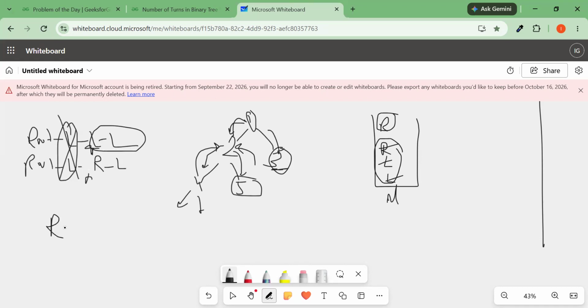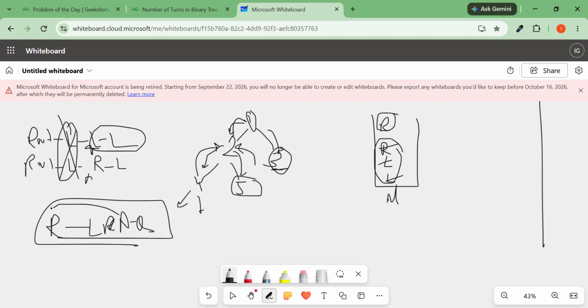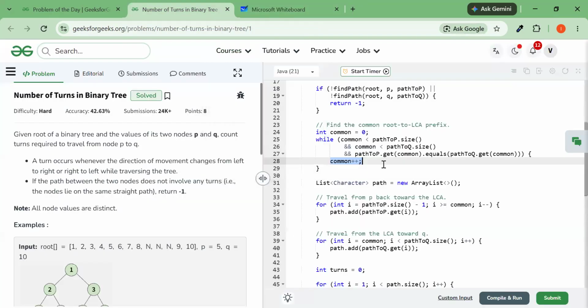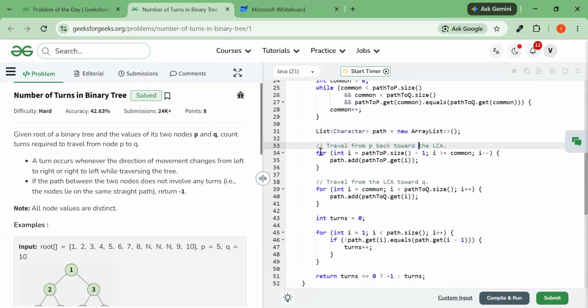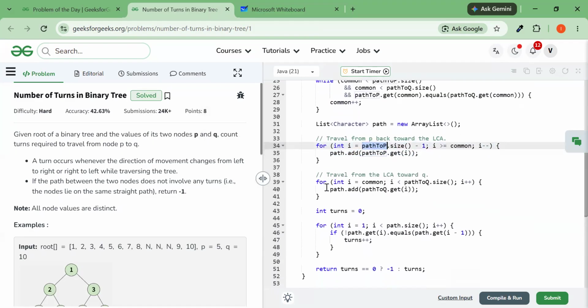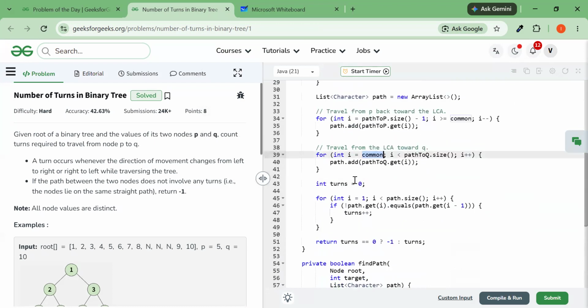Because our answer will be P to LCA to Q. This will be my answer, right? P to LCA plus Q. So we already have the path from LCA to P. If we reverse this, then it means we have the path from P to LCA and LCA to Q. We will merge. So what I'm doing here is, travel back from path P to Q, so that I'm finding the path in the reverse direction from P to LCA, and towards Q, I'm going in the same direction from common. And now I have this path array list that contains the P to LCA to Q path.